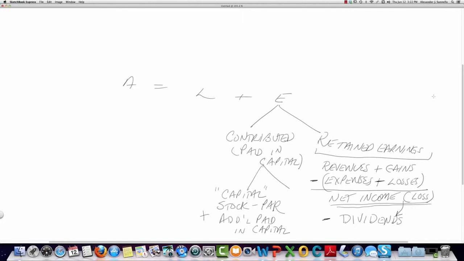So that ends this module, and we're going to pick up on developing more in terms of using the accounting equation for purposes of recording transactions as we move through the next part of the chapter.